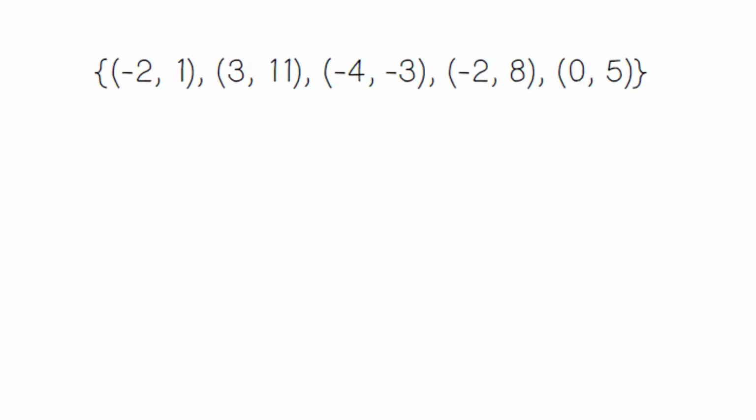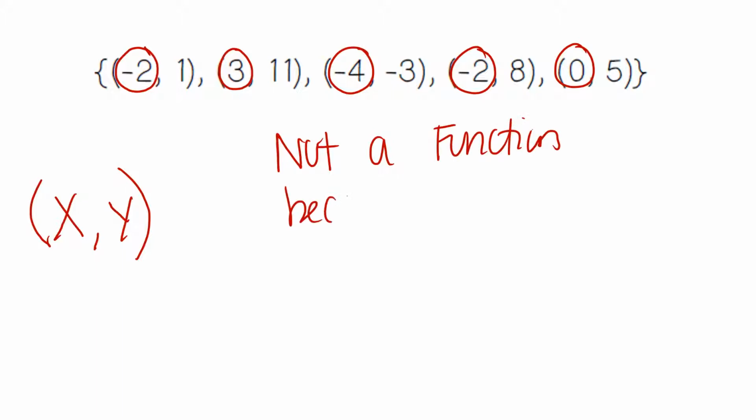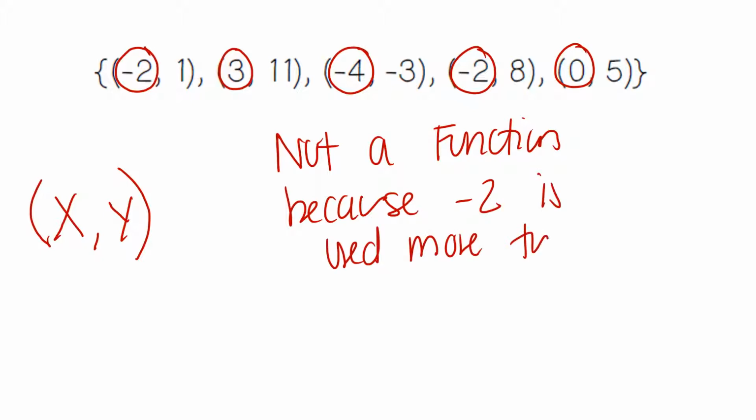Now when it comes to points, remember we're looking at those x values. The x number is first, the y number is second. We're only looking at the x numbers. So -2, 3, -4, -2, and 0. We're only looking at the first numbers. This is not a function because -2 is used more than once. The x values can only be used 1 time.